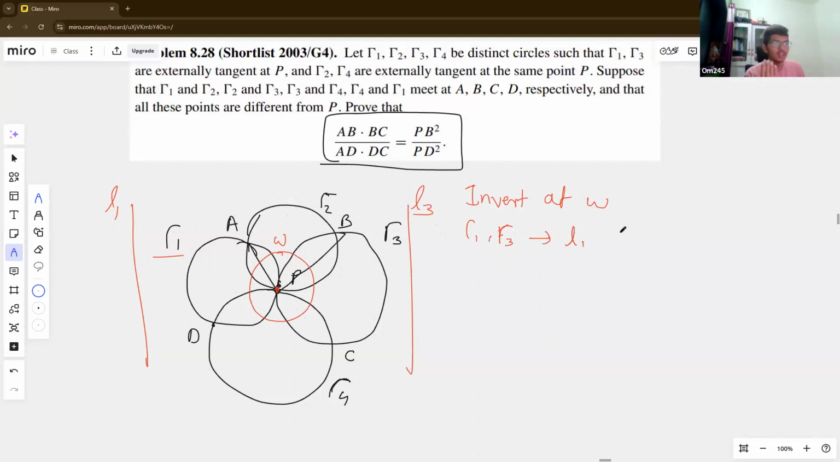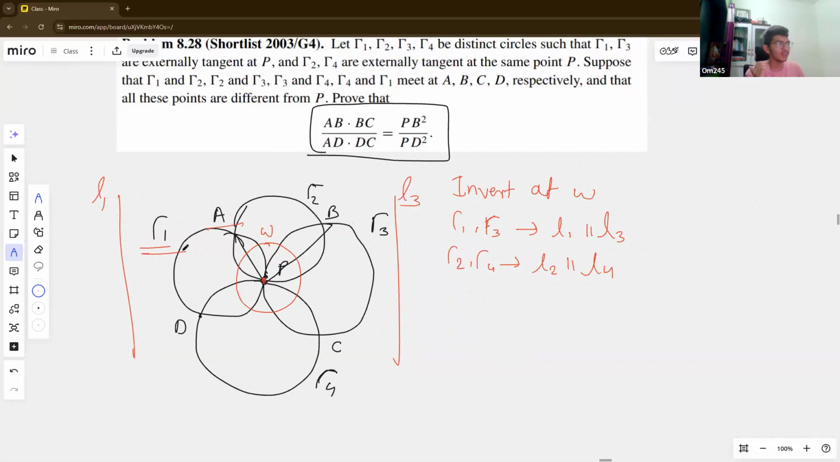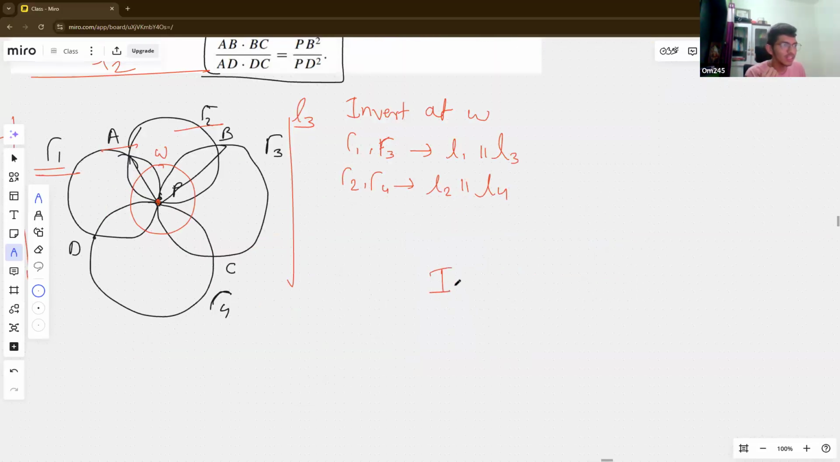Because gamma 1 and gamma 3 are externally tangent, we get L1 is parallel to L3. And similarly, as gamma 2 and gamma 4 are externally tangent, L2 is parallel to L4. And also notice what A is. A is the intersection of gamma 1 and gamma 2, so it will also be the intersection point of L1 and L2. So now we will work in the inversion diagram. Consider this inverted diagram.